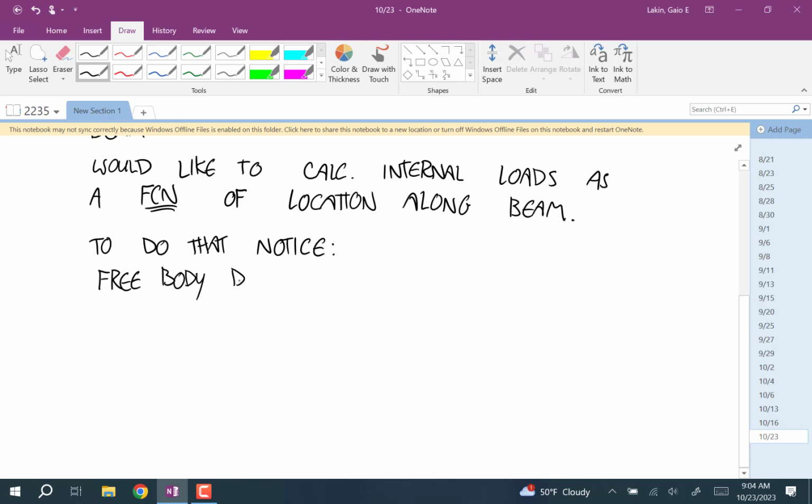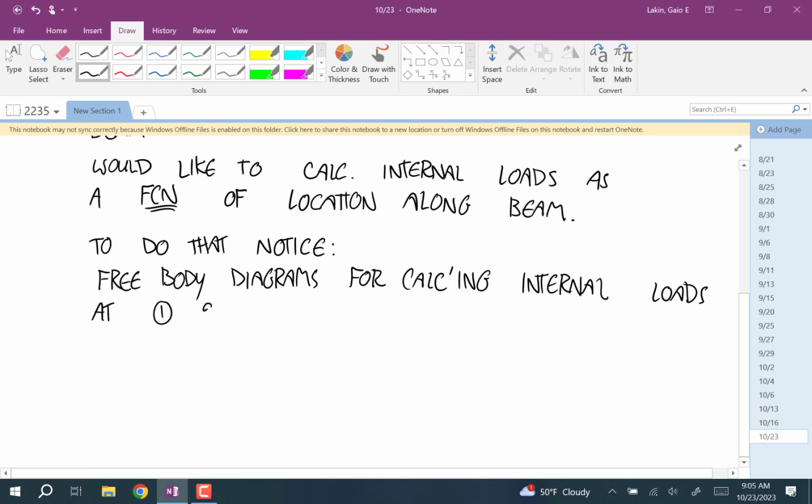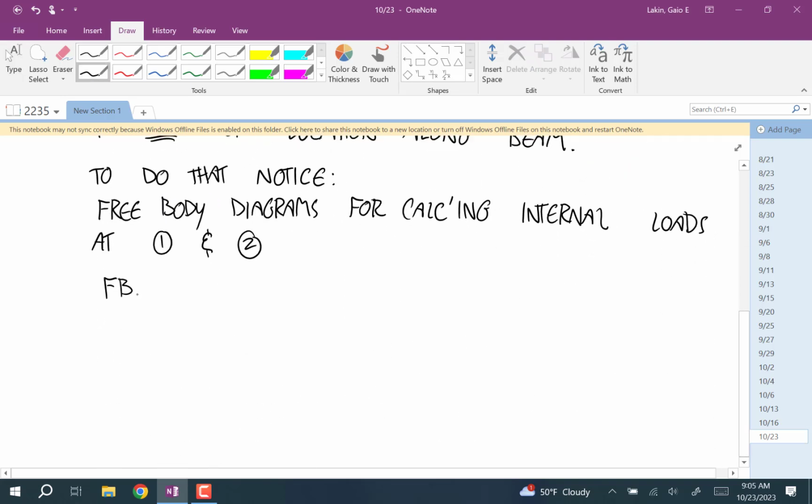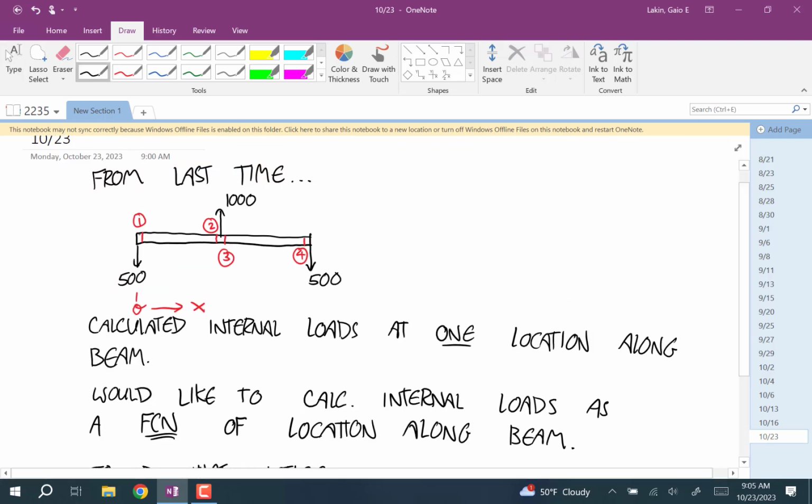Okay, so I'm going to draw those free body diagrams. So here are the free body diagrams for calculating the internal loads at 1 and 2. Okay, so first free body diagram for calculating the internal loads at 1. So this is a point just a tiny amount to the right of the end point. Okay.